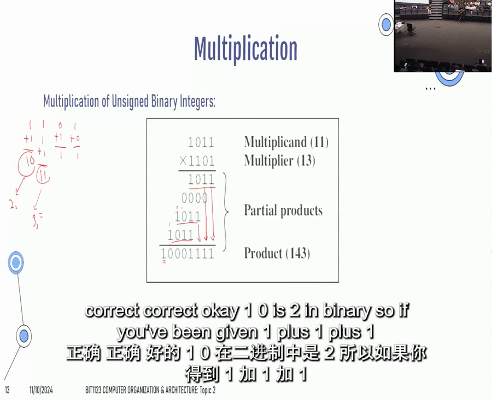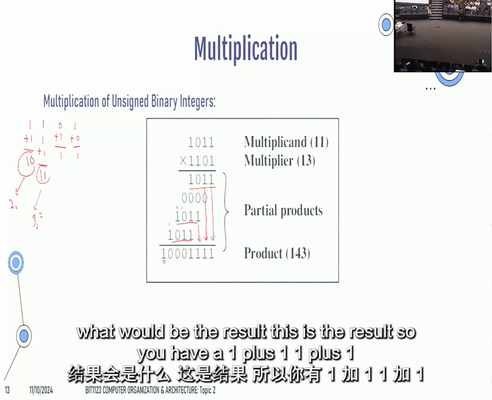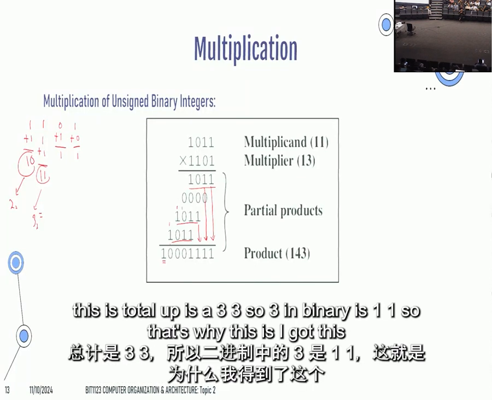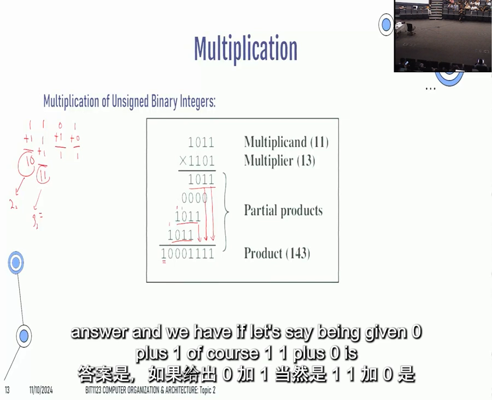Correct. Okay, 1, 0 is 2 in binary. So if you've been given 1 plus 1 plus 1, what will be the result? This is the result. You have 1 plus 1, 1 plus 1, which totals up to 3. And 3 in binary is 1, 1. So that's why I got this answer.